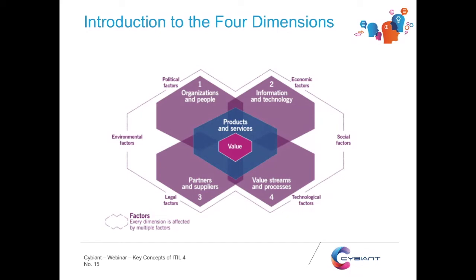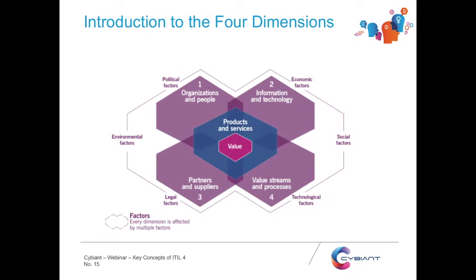Thirdly, you need to consider the value streams and processes. So those are the things that we will need to organize within an organization in order to make sure that things get done consistently. So value streams we saw in the service value chain, and also the processes, and here we're talking about the familiar service management processes like incident management, like problem management, and things like change management. So these are the third dimension, and they are bundled together in the value streams and processes section.